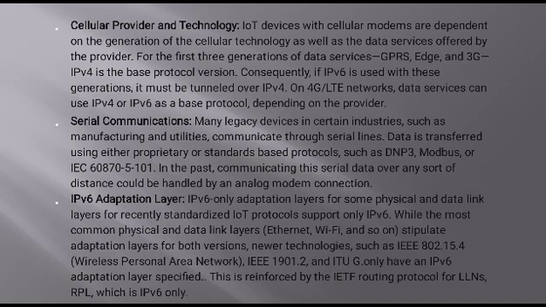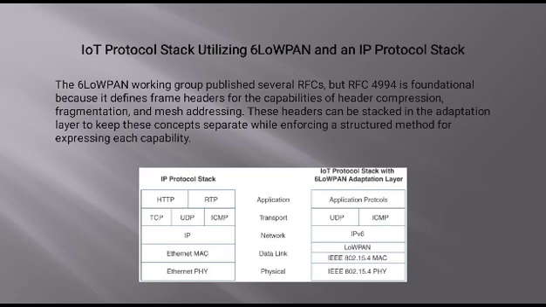IPv6 adaptation layer. For some physical and data link layers, recent standard IoT protocols support IPv6, while the most common physical and data link layers support the adaptation layer for both versions. Newer technologies such as IEEE 802.15.4, IEEE 1901.2 and G3-PLC have IPv6 adaptation. This is reinforced by the IETF routing protocol for LLNs, which is IPv6. IoT protocol stack with LLN.